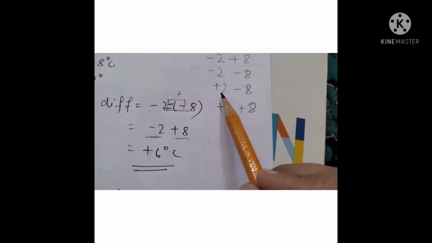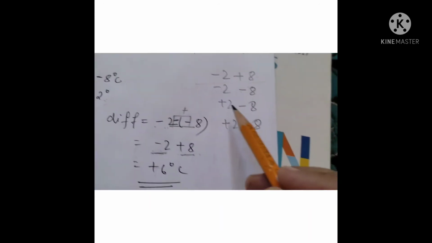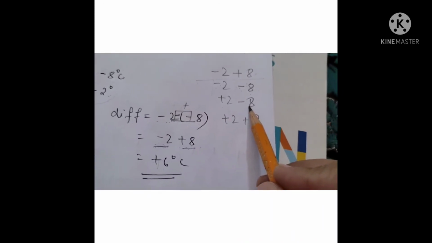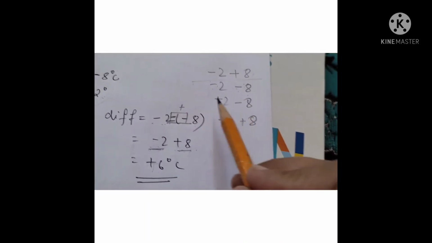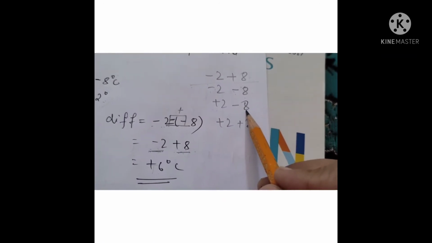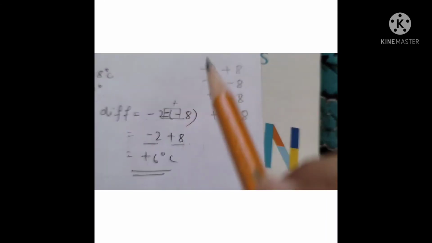Now, here it is. These are all just a few examples I'm explaining to you. So 2 is positive and 8 is negative. Both numbers have different signs, so I have to subtract. When I subtract 2 from 8, I will get 6. Now 6 will have what sign? The sign of the greater number. 8 is the greater number. The sign of 8 is negative, so the answer will also have a negative sign.